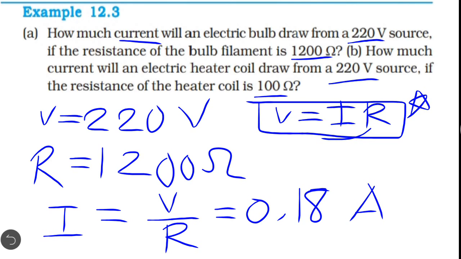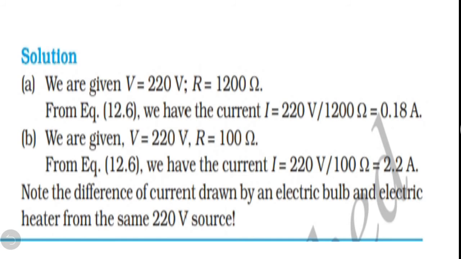In the second part, what they are asking is, they are changing the resistance of the coil. They are making it 100. Same formula, but substitute 100 in the place of R, and you will get the answer. You can see here, that is, here you got 0.18. Substituting 100 in place of 1200, you will get 2.2 ampere.